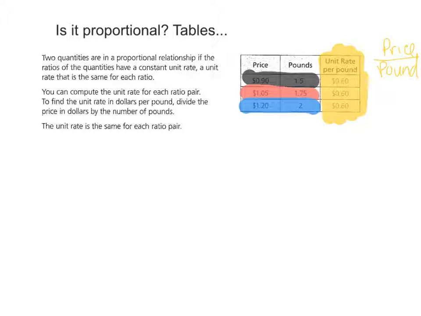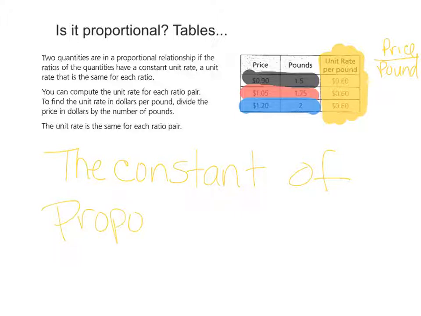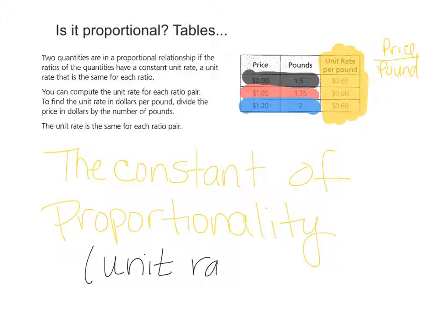And we're going to be asking you for something called the constant. So this is something new. The constant of proportionality. Okay, and the constant of proportionality means the same thing as the unit rate.